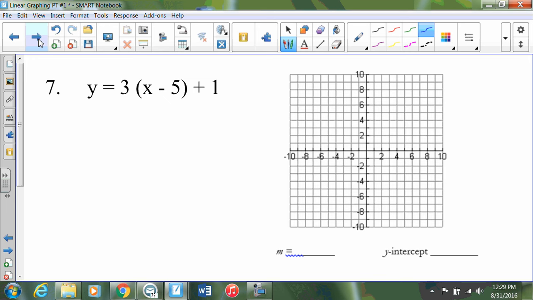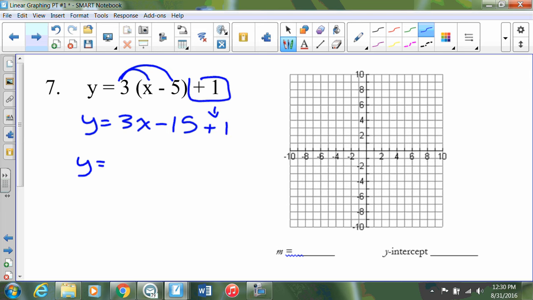Okay, this next one, teachers can teach this differently. I have taught it that we are going to distribute and then gather the like terms so that we can end up with a slope-intercept form. So here we go. I'm going to write the y equals. I'm going to distribute. 3 times x is 3x. 3 times negative 5 is negative 15. And then I stop. I don't distribute anymore. I just take the plus 1 and bring it down. Then I'm going to add my like terms. So I'll get y equals 3x minus 14.